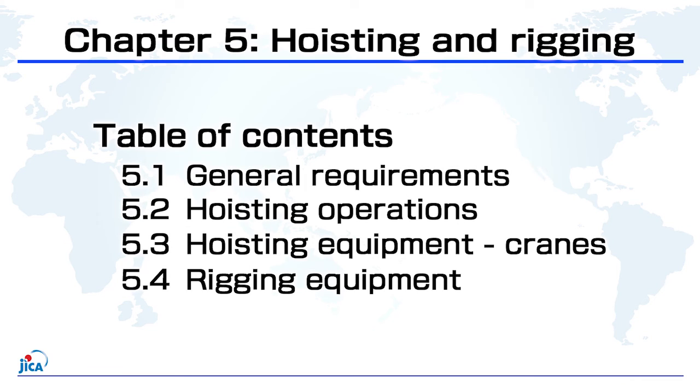Chapter 5 sets out requirements for safe hoisting and rigging work by the contractor's personnel, prevention of damage to the public due to this work, and accident prevention measures. We would now like to go over the contents of Chapter 5.